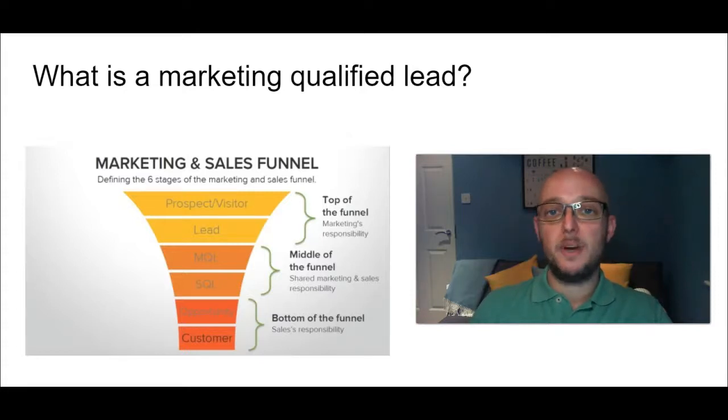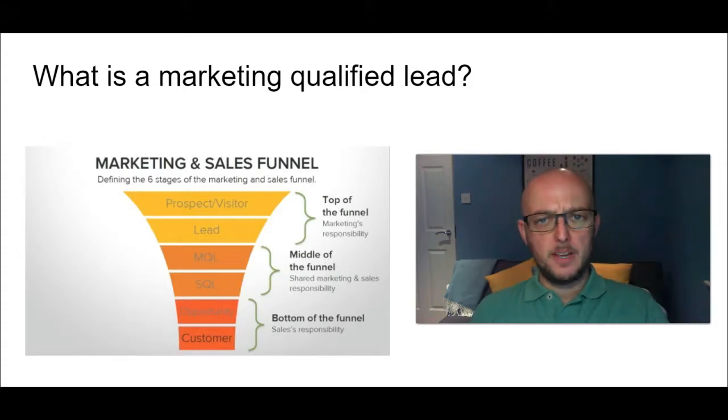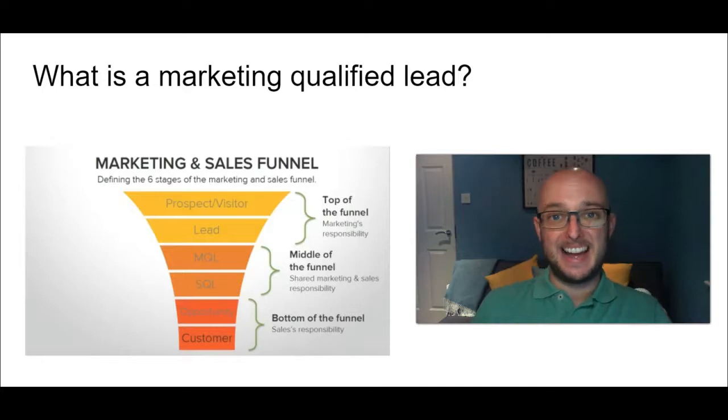In today's episode, we're going to be looking at a question that comes up frequently when I'm both teaching and when I'm implementing CRM with my clients. And that question is, what is a marketing qualified lead? To answer that question, we're going to have a look at this diagram that was put together some years ago by HubSpot, looking at a fairly typical sales and marketing funnel.